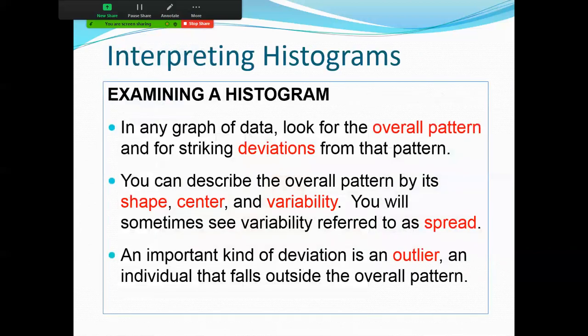Interpreting histograms. Examining a histogram. In any graph of data, look for the overall pattern and for striking deviations from that pattern. You can describe the overall pattern by its shape, center, and variability. You will sometimes see variability referred to as spread. An important kind of deviation is an outlier, an individual that falls outside the overall pattern.